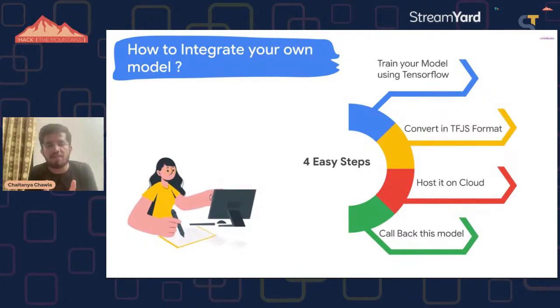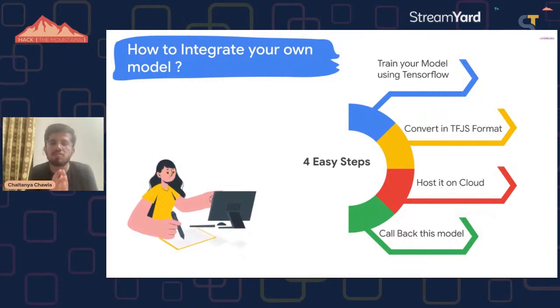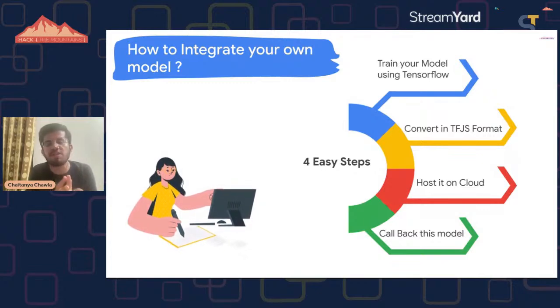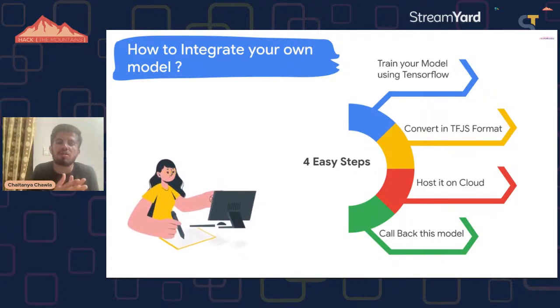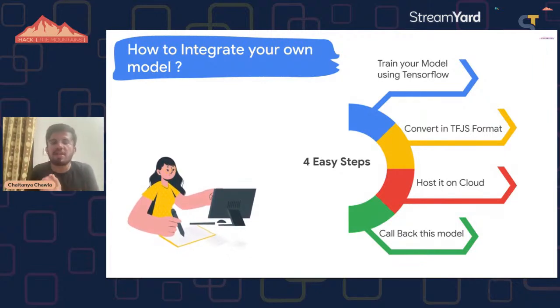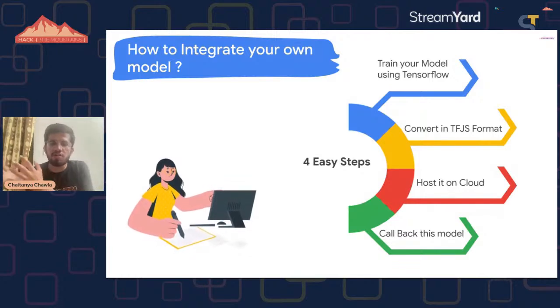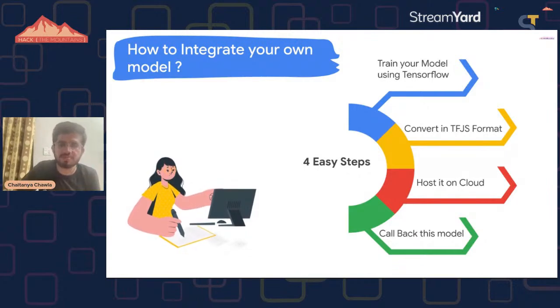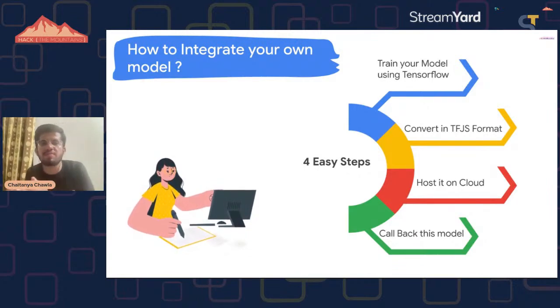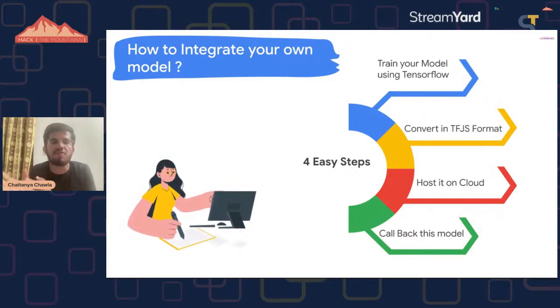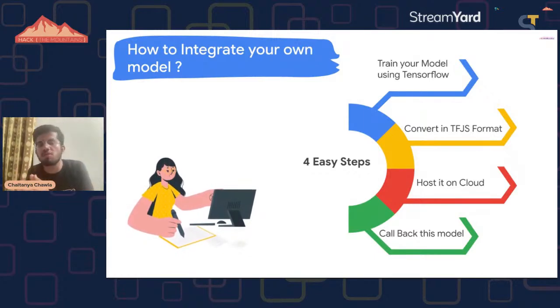Then you have to host your model on a cloud platform. You can do it using GCP, or IBM Cloud, or other cloud platforms as well. Then once you have hosted your model on the cloud platform, you have to call this model back in your project or your web app. So these are four easy steps that I have curated for you if you want to integrate your own model while building a web app.